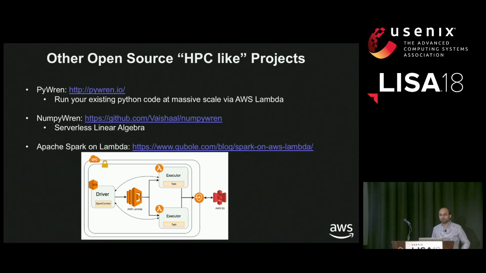But you can also run Apache Spark on Lambda. Qubole has a blog post on this. What they've done is essentially replace the Spark executors with Lambda. So you still have a central coordinator, an actual EC2 server, but the actual executor units are Lambda functions.